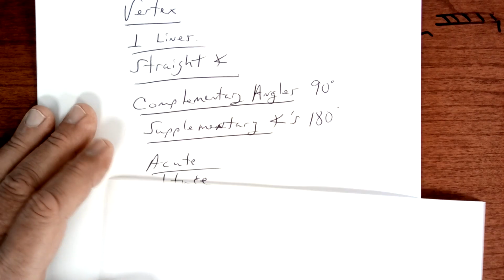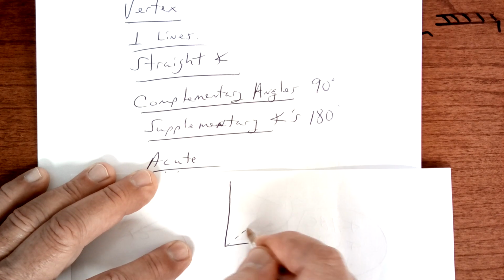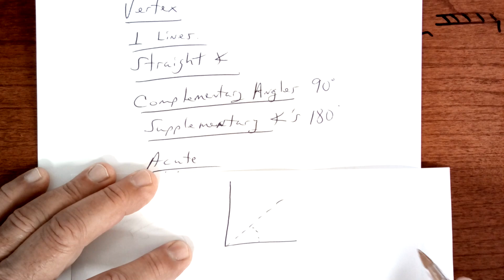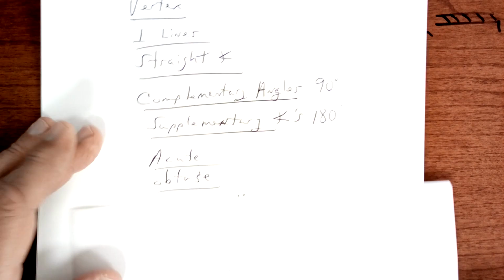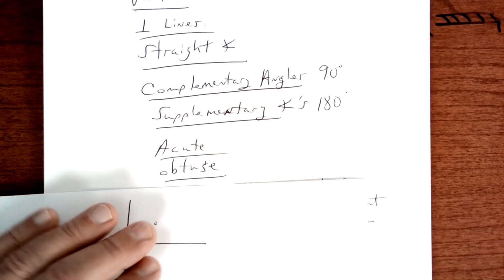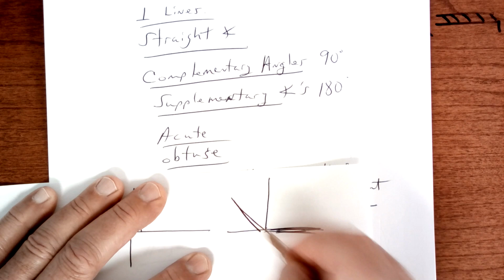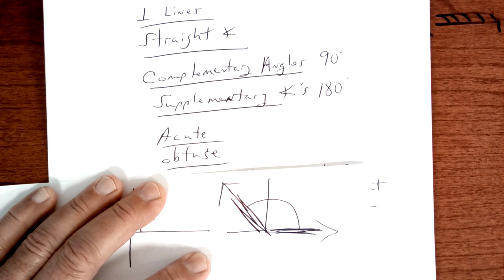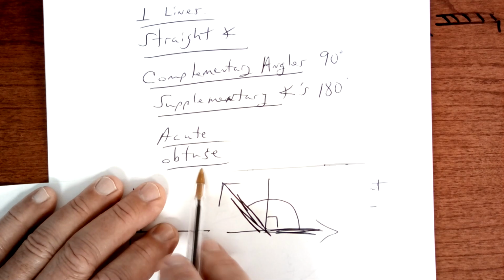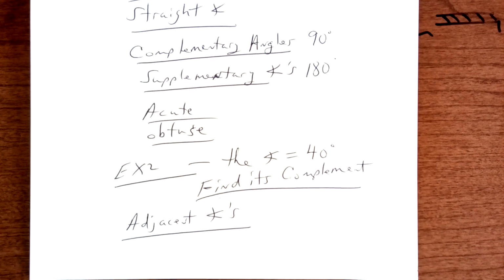Obtuse, acute. Acute is less than 90. So this angle right here is less than 90. So it's called acute. Not because it's good looking. Obtuse is bigger than 90 degrees. So if you have 90 degrees like this, an obtuse angle would be like this. It would be this big angle. So once it's bigger than 90 degrees, it's called obtuse. Sometimes people can be very obtuse. All right, let's keep moving.